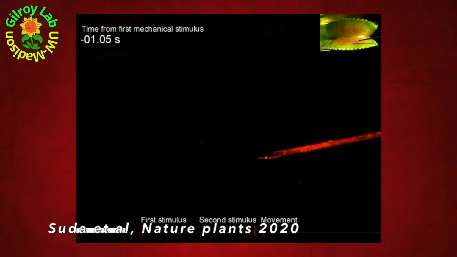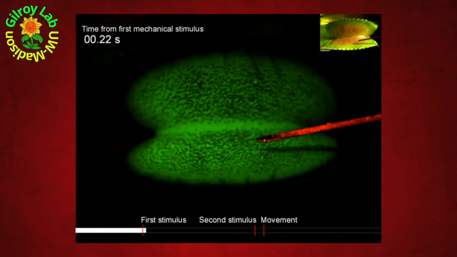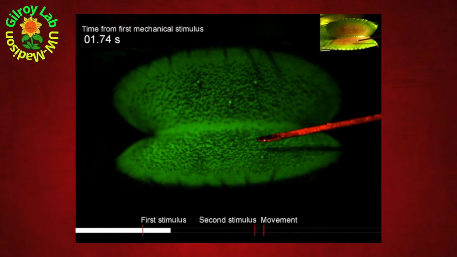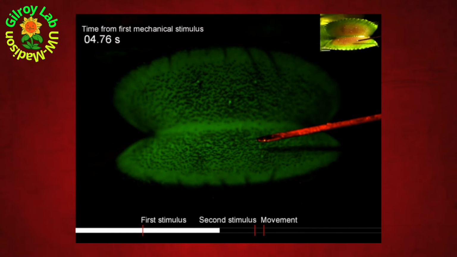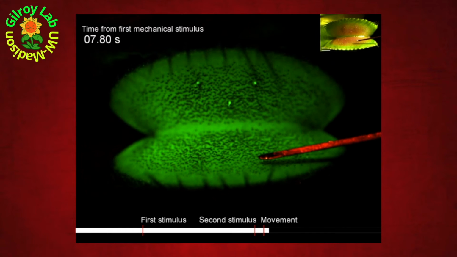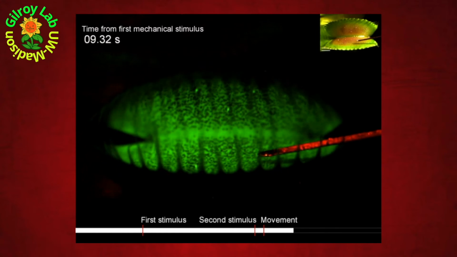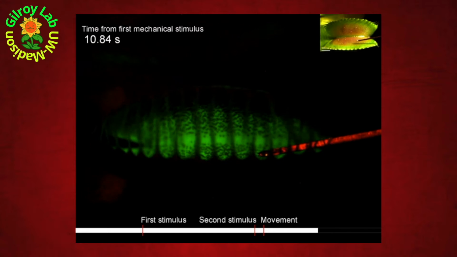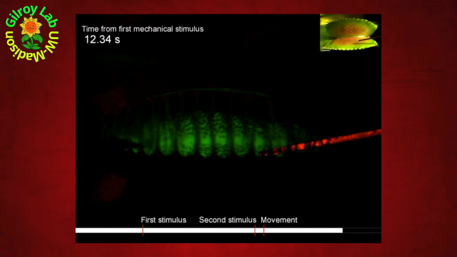So here we're viewing it from the top. We see the needle, we see the initial tap, and then we see a second stimulus on the same hair, and an even brighter fluorescence, and the trap closes. So our calcium waves are responsible for sending out this electrical signal in Venus flytrap.